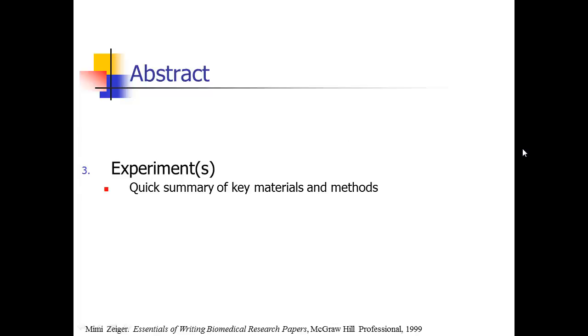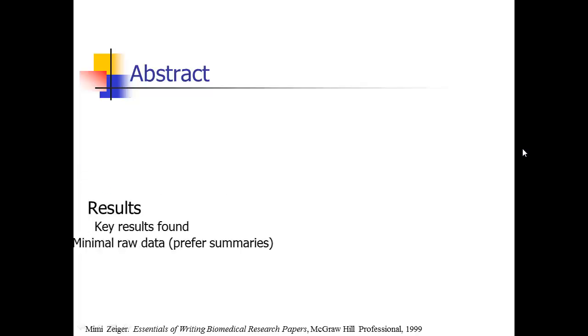Then you're going to give a quick summary of the experiments that you did. Obviously you're not going to have room for a lot of details, but you need to say the key points of your experiment, like was it a randomized trial or an observational study? What if you did a study in animals, what type of animals, things like that. So, a quick statement of the experiments run.